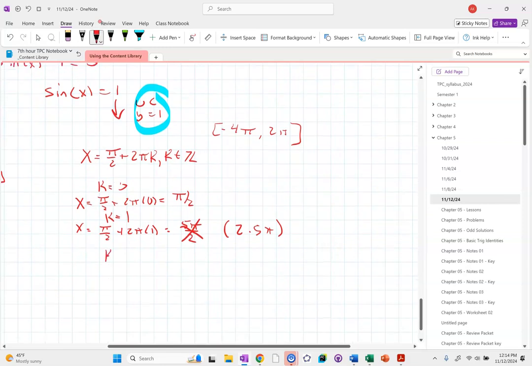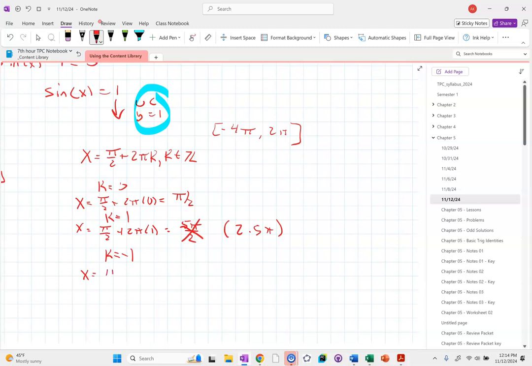So that's going to be 5 pi over 2. Or if I think about it, it's 2.5 pi, right? If I add 2 pi to that, what's going to happen? Too big, right? Because again, we're going from negative 4 pi up to 2 pi. This is already too big. So we're done there. If I do k equals negative 1, it's going to be negative 3 pi over 2, or negative 1.5 pi. That's good, right?